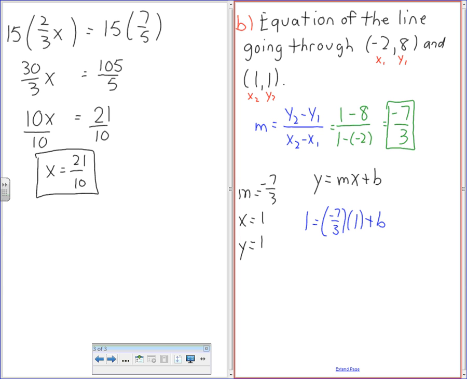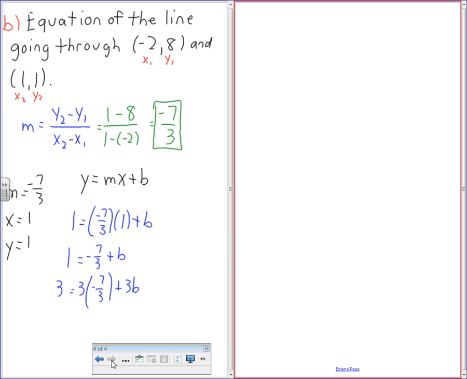I'm going to show one in-between step here. We'll do 3 equals 3 times negative 7/3 plus 3b. This is an optional step. If you want to do it the other way and just solve it, if we just brought the fraction over, that's fine too. You should hopefully get the same answer when you do it. So when I work this out, it's going to be 3 equals negative 7 plus 3b. So you would have ended up with 10 over 3 on the left-hand side, I hope.